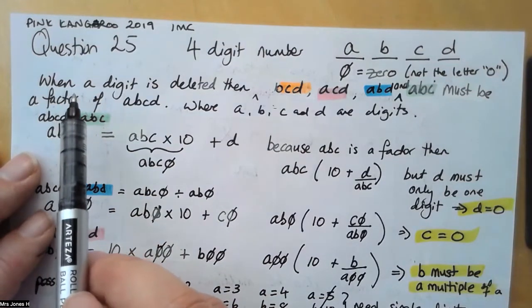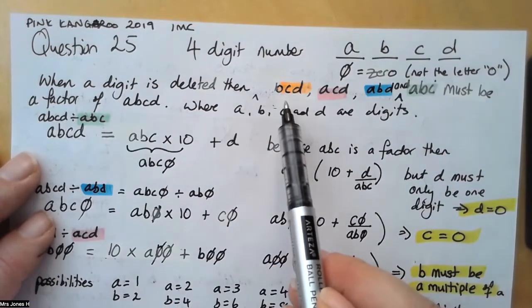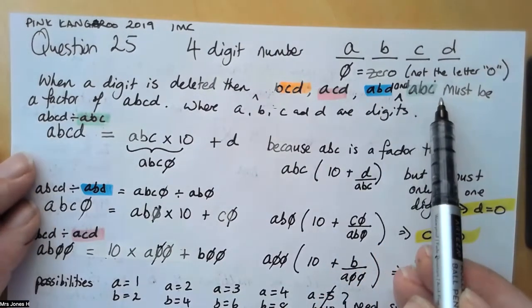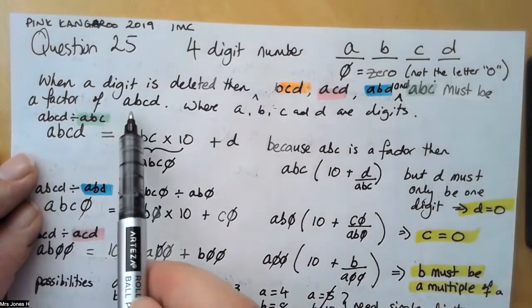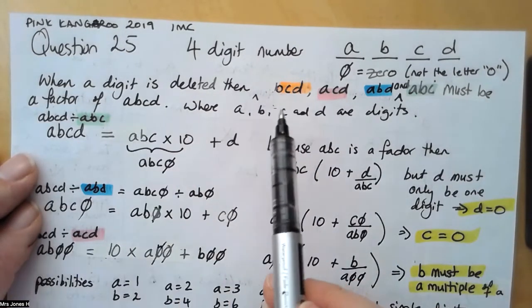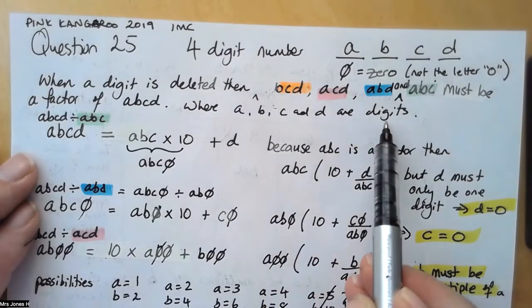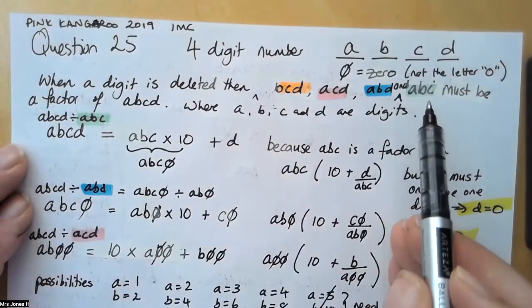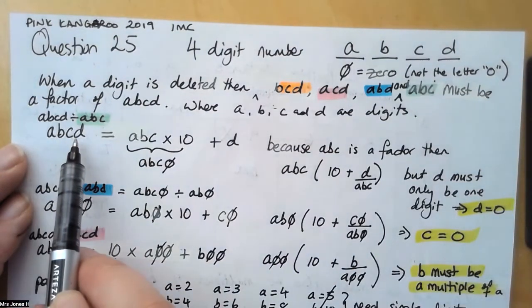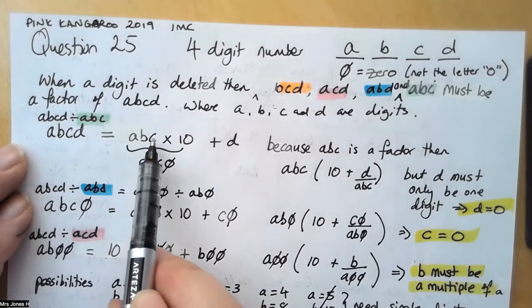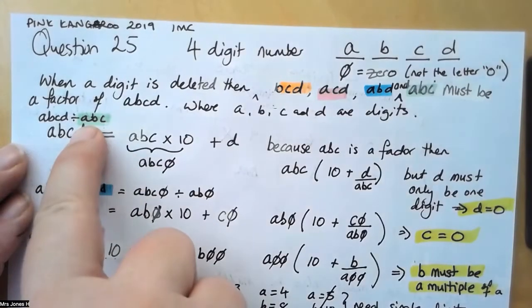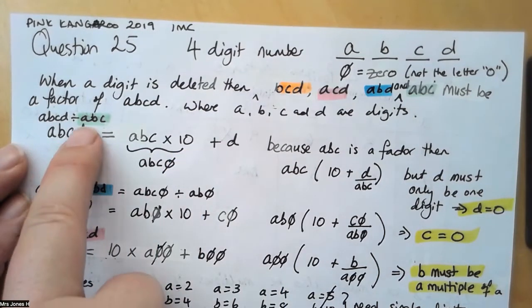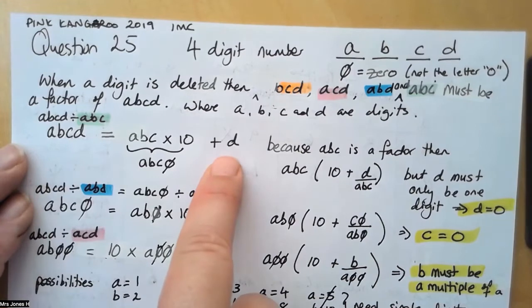So all the different permutations. When a digit is deleted, then you can have BCD, ACD, ABD, and ABC. And these must all be a factor of ABCD, where A, B, C, and D are individual digits. So let's look at the ABC first. ABCD can be made up of ABC here, multiplied by 10, which puts it ABC with a 0, and then we have to add the D as well.